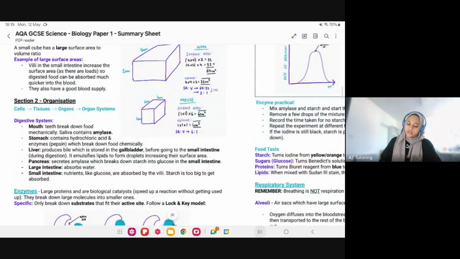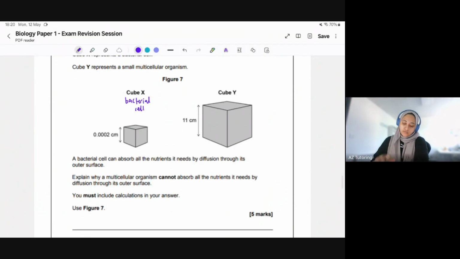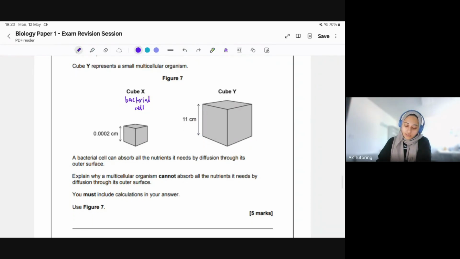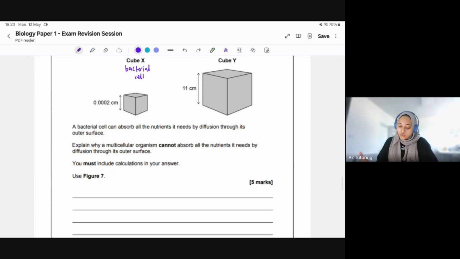Okay, so we've got a question here about large surface area to volume ratio. It says here cube X represents a bacterial cell, which is quite small, and cube Y represents a small multicellular organism. So for example, like a human or, I don't know, a cat or something. We can see it's vastly bigger compared to this one here. It says a bacterial cell can absorb all the nutrients it needs by diffusion through its outer surface, as expected. For example, the alveoli can, but I'm not going to be absorbing oxygen through my skin if I was cube Y, because I'm too big.